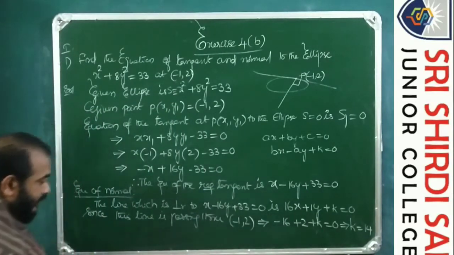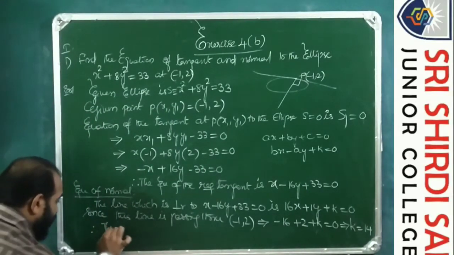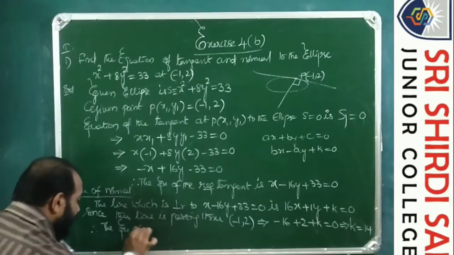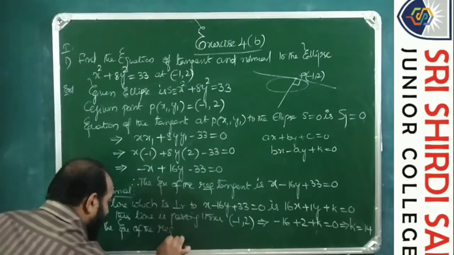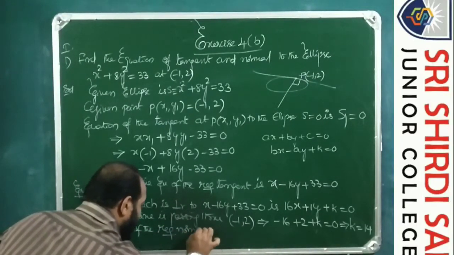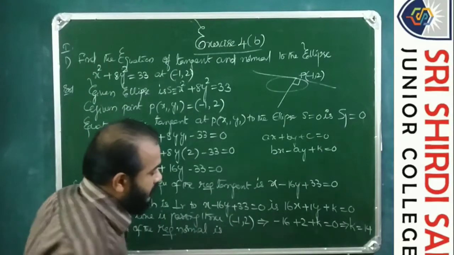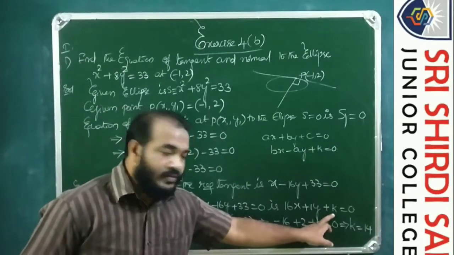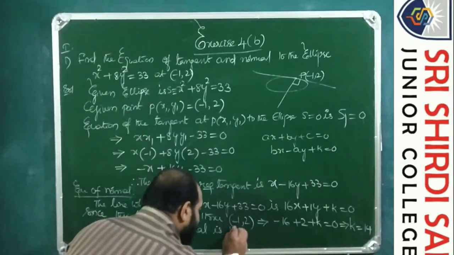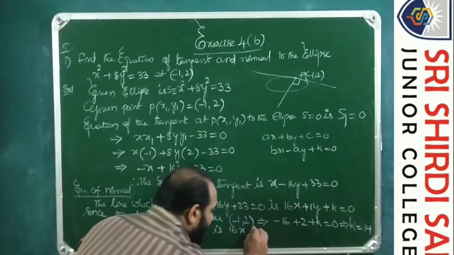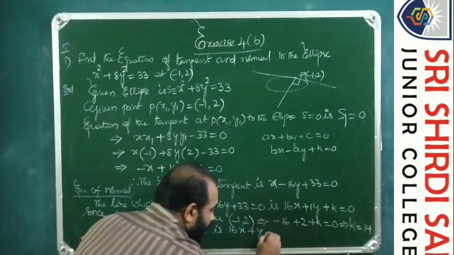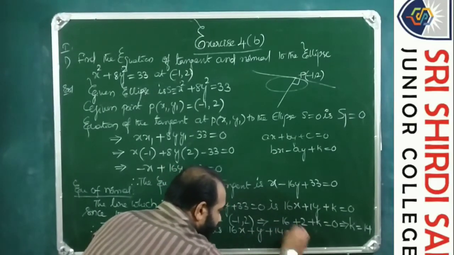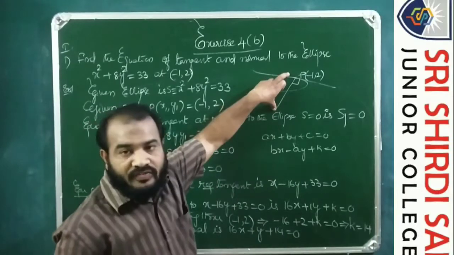Therefore, the equation of the required normal is, replacing k with 14 here, 16x plus y plus 14 equals 0. And this is the equation of this normal.